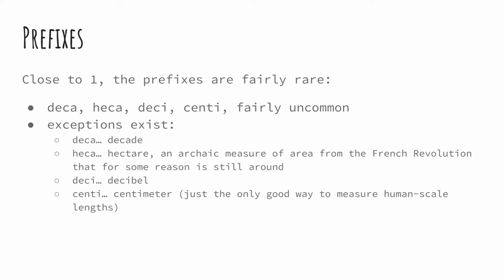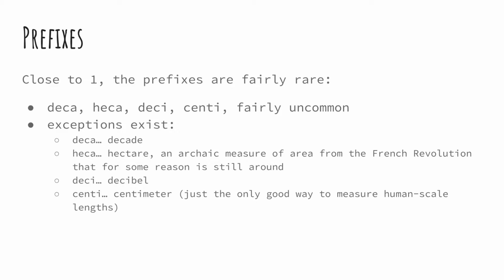I mean, there are exceptions where you still find them. Deca, you still see in the word decade, 10 years, 10 of a thing. Hecto is almost unheard of, but you still see it in hectare. It's an archaic measure of area from the French Revolution, of all things, that who knows why, but it's still around in some places. An ares, or an are, was a measure of area, and then 100 of those is a hectare. It's still used in measurements of land, sometimes.